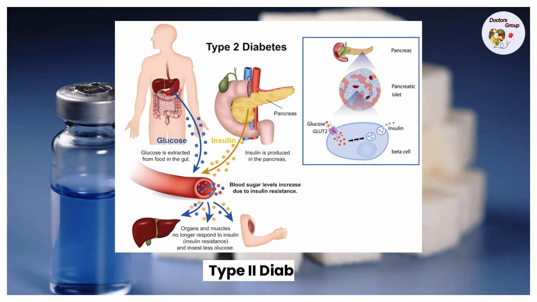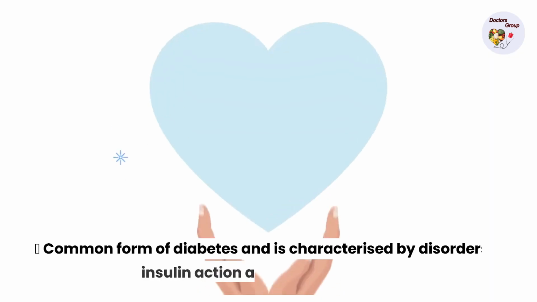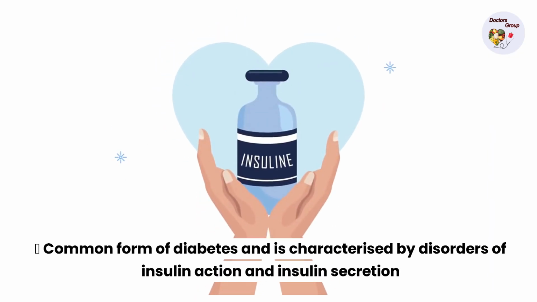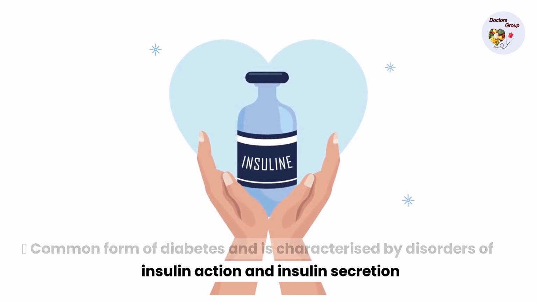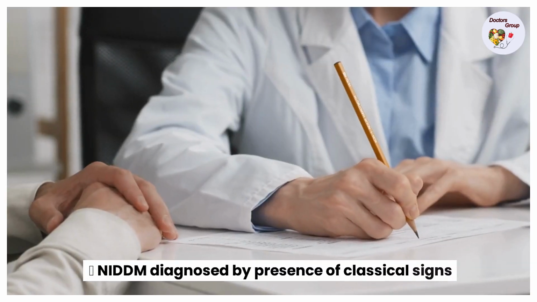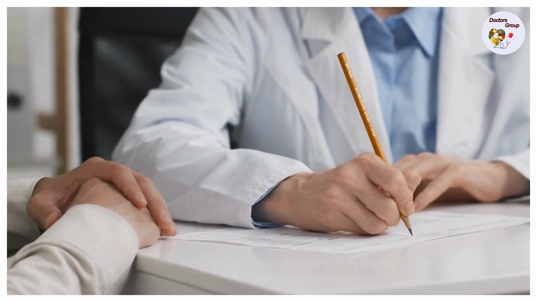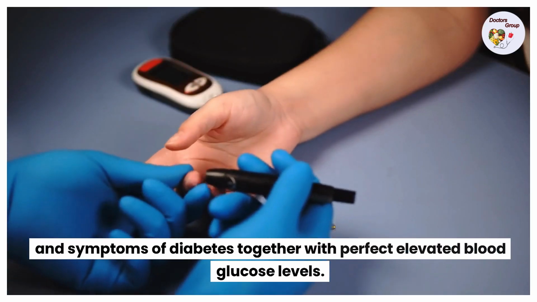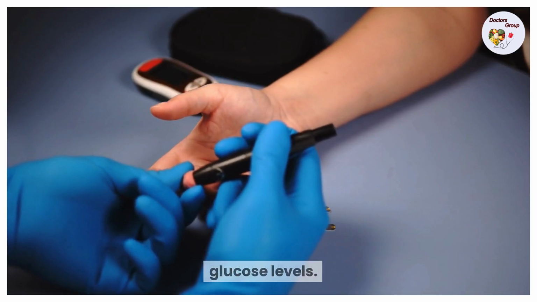Addison's. Type 2 diabetes. A common form of diabetes, characterized by disorders of insulin action and insulin secretion. NIDDM is diagnosed by the presence of classical signs and symptoms of diabetes together with persistently elevated blood glucose levels.